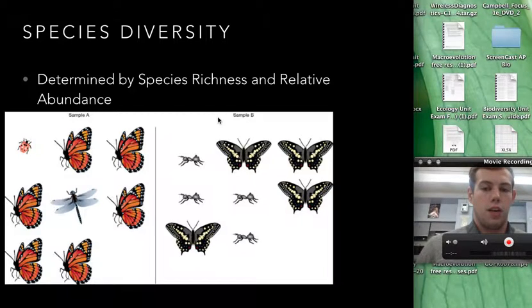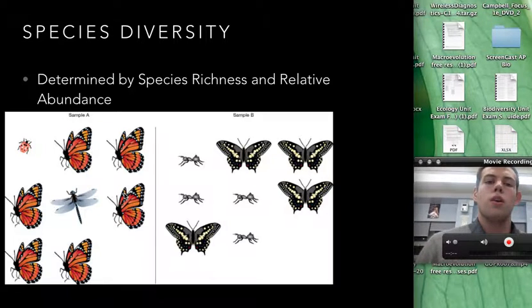Now, the second factor you need to look at for species diversity is relative abundance. So relative abundance is the number of individuals of each species within that community or ecosystem. In this case, I see 4 butterflies and 4 ants in sample B. I see 5 butterflies, but only 1 dragonfly and 1 ladybug in sample A. So sample B wins in relative abundance because it has a greater number of individuals for each of the species that it has. Sample A is a little bit lopsided, it's not very diverse, it's not going to be very stable.